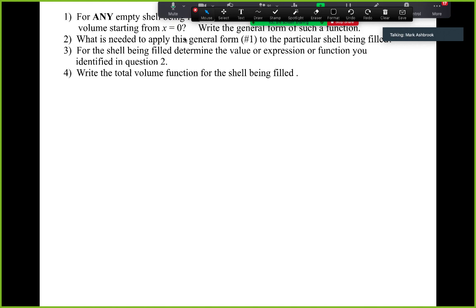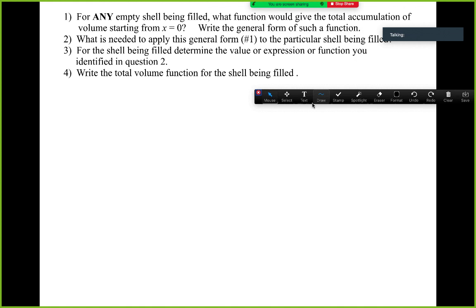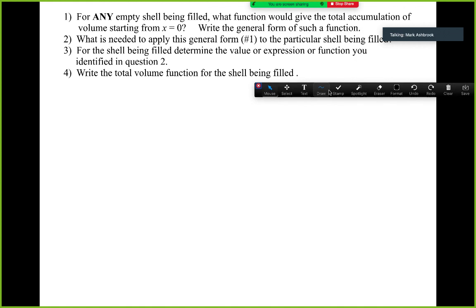Okay, so for any empty shell, what function would give the total accumulation of volume? I want to know, for any empty shell, for any situation, what would my volume accumulation function be? What would give a total accumulation?